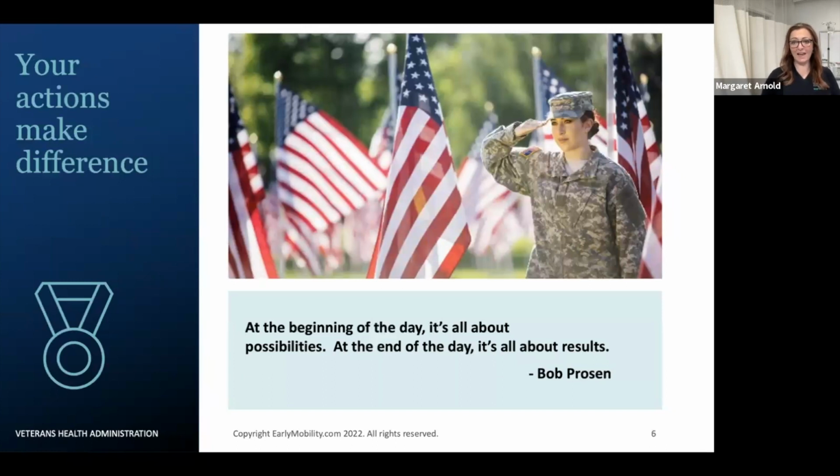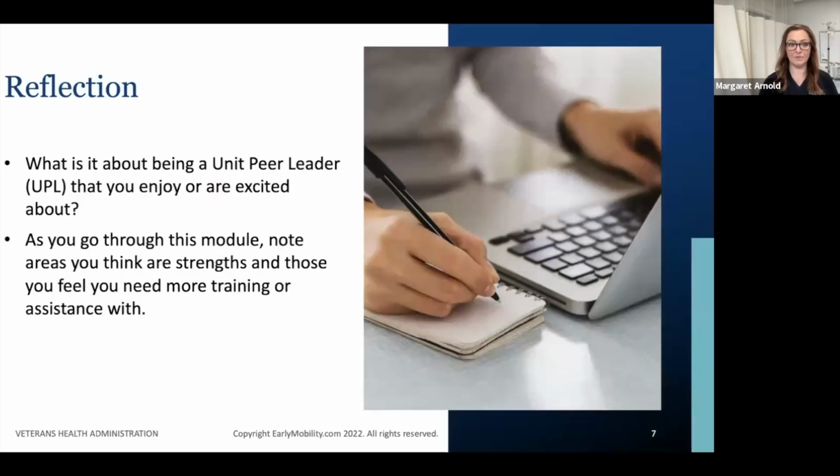At the beginning of the day, it's all about possibilities. At the end of the day, it's all about results. This is a quote from Bob Prosen, which is so apt to what you do as a unit peer leader. I want you to just reflect for a moment on what it is about being a unit peer leader, or UPL, that you enjoy, or if you're a new UPL, what are you excited about?